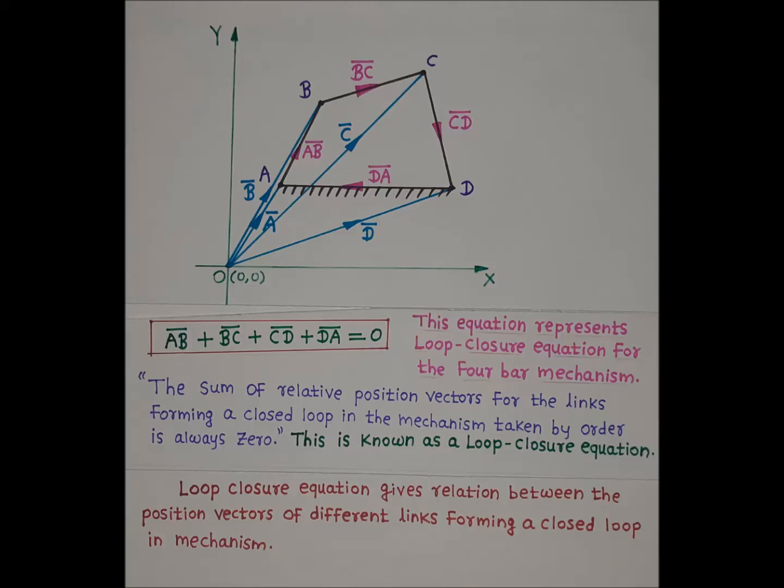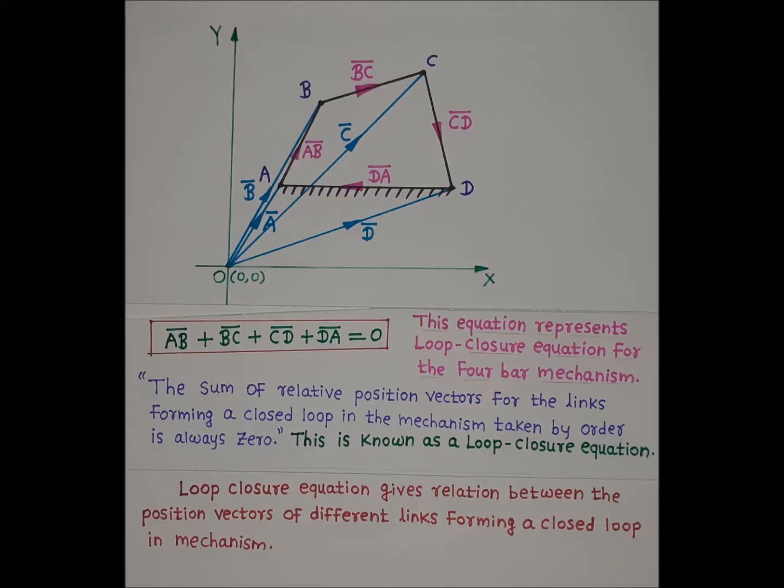Now what is the significance of the loop closure equation? It gives the relation between position vectors of the different links which form the closed loop. Here we can notice the meaning of a position vector. AB bar gives the position of B with respect to A. BC bar gives the position of C with respect to B. CD bar gives the position of D with respect to C.